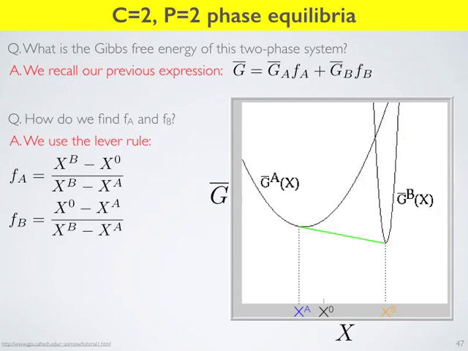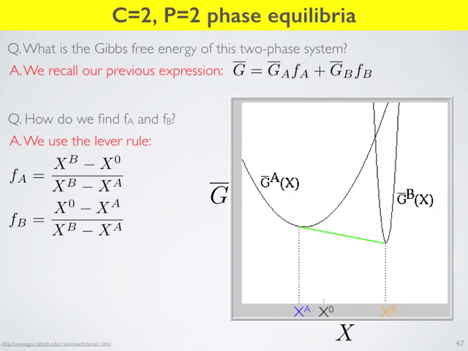So imagine our system has overall composition X naught. We can draw that right there. We know from our common tangent construction the composition of phase A and phase B, so the mole fraction of component 2 that lives in phase A and phase B. And so just by the lever rule, we can figure out our FA and our FB. If we're interested in the fraction that lives in phase A, we can just take XB minus X naught, so this lever arm divided by the total. If we're interested in the fraction of the system that lives in phase B, we just take this lever arm over the total. So that gives us our F's. Plug into this expression, you've got the Gibbs free energy for the system.